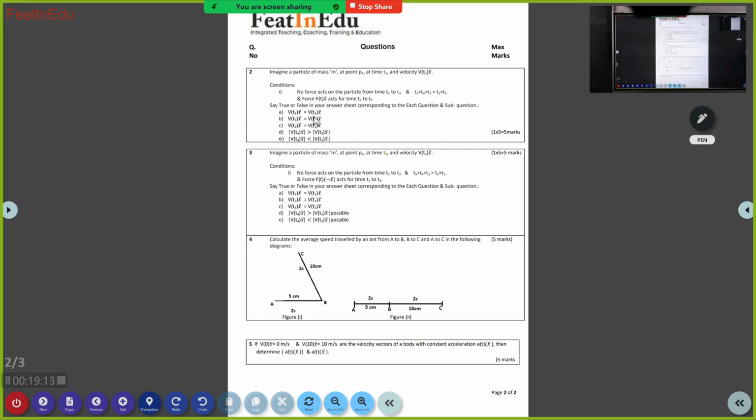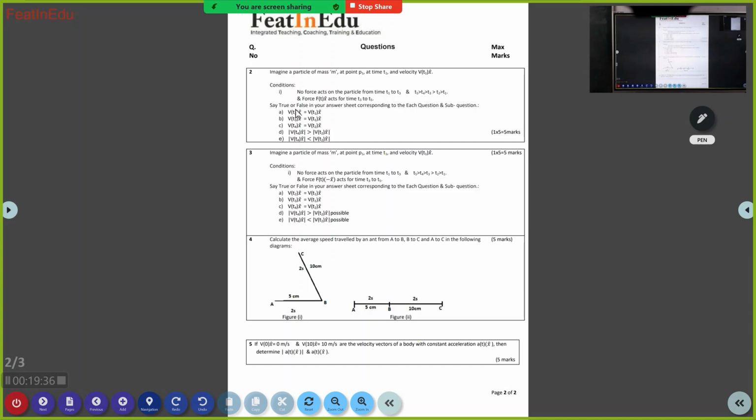V(t2) x cap is equal to V(t1) x cap. Is it true? Yes, sir. Yes or no? I'll watch each one of you. Yes, because t2 is between t1 and t3. Correct? Yes.